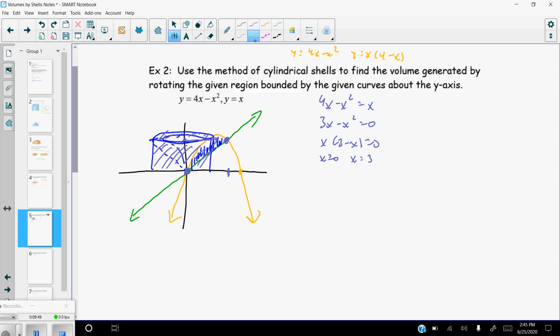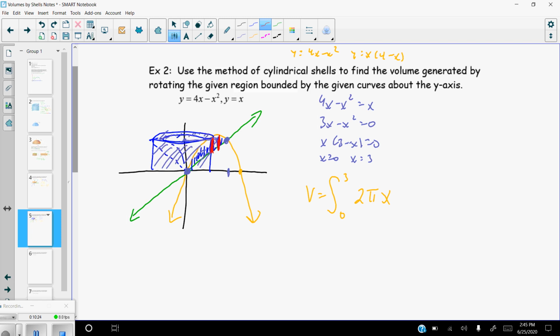So let's go ahead and set up our integral. The volume is going to go from 0 to 3. Remember, it's circumference, which is 2 pi r, but in this case, r is x, just the radius, which is the x value, times the function. Now remember, the function here, the height, is going to be the difference between these two. So the height is defined by the difference at anywhere on this thing. So in my particular shell, that's the height. It's not actually the entire shell.